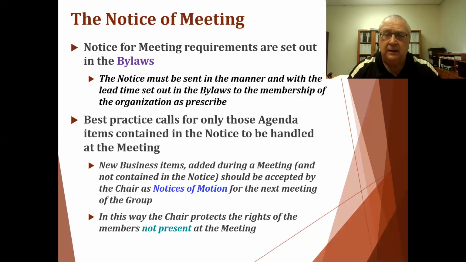Now, the notice for a meeting is actually, for corporations, for example, a legal document. So it must be sent out in the manner that is set out in the bylaws. Best practice calls for only those agenda items that are contained in the notice to be handled at the meeting. Some people use this old business, new business concept, which is fine. And there's nothing to stop discussion about a new issue. But really, those issues, if they're going to be dealt with by the organization, should be dealt with in the form of a notice of motion, which means they're going to be put on the agenda for the next meeting.